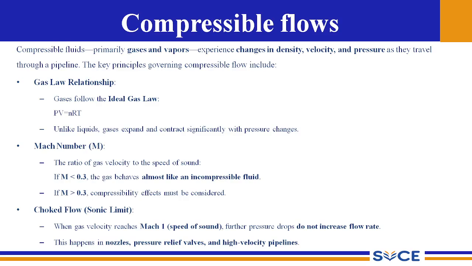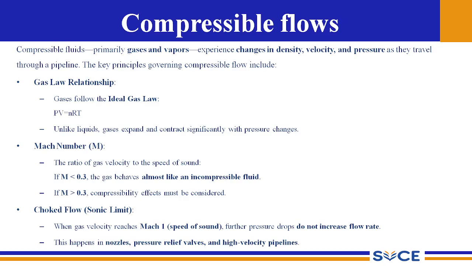Unlike liquids, gases will expand and contract significantly with pressure changes. So the ideal gas law equation is used with caution for a certain temperature and pressure range. Next is the Mach number. This Mach number is calculated to decide whether the flow behavior is close to incompressible or compressible. Mach number is the ratio of gas velocity to the speed of sound. If the Mach number is less than 0.3, we may consider the gas to behave like an incompressible fluid, and if the Mach number is greater than 0.3, then we need to consider the compressibility effects.